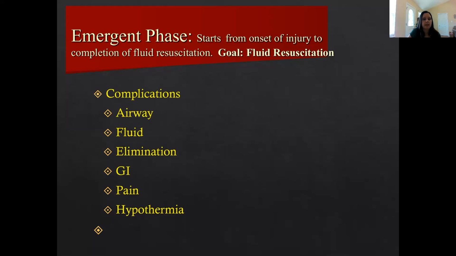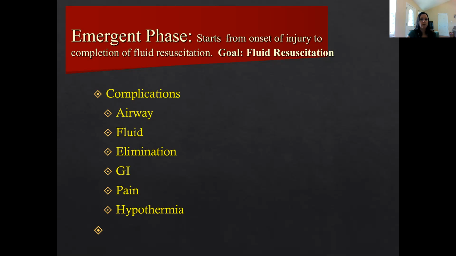Once we get our TBSA and the time the injury occurred, then we can start calculating our fluid resuscitation needs. We also want to make any referrals to the burn center during this time. So during the emergent phase, there are a number of complications that can happen. One is airway. So remember, we talked about inhalation injury, so be suspect for that.